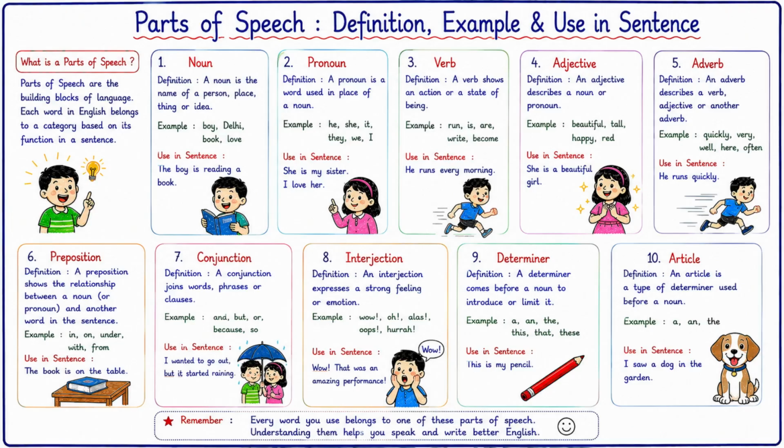Now let's move to the preposition. A preposition shows a relationship between a noun or pronoun and another word in a sentence. For example, "The book is on the table." The word on shows the relationship between the book and the table. Another example is, "She is sitting under the tree." The word under tells us the position of she in relation to the tree. Prepositions are especially important because even a small change in a preposition can change the meaning of a sentence.